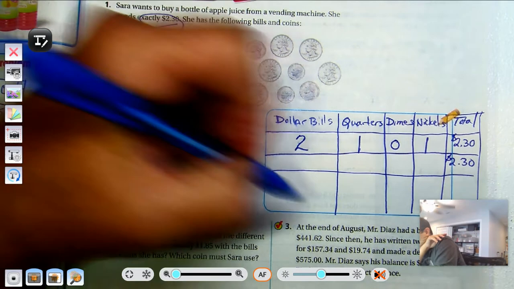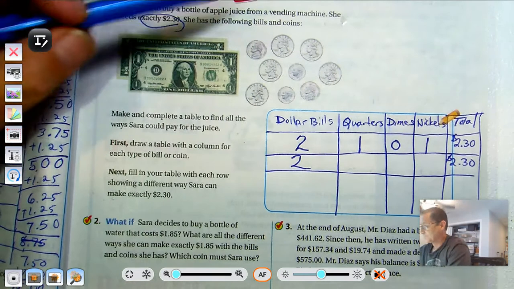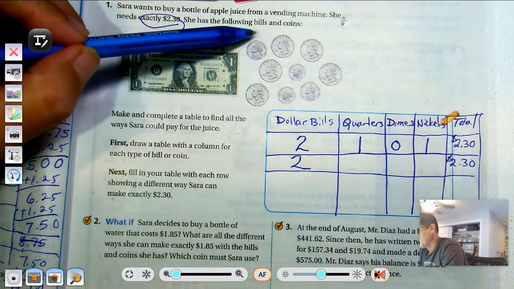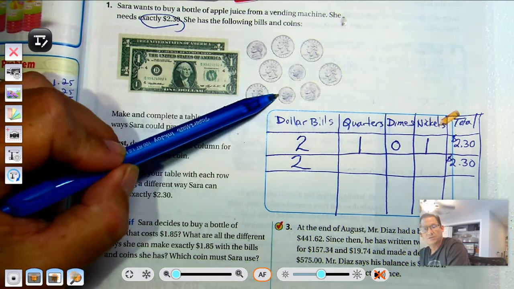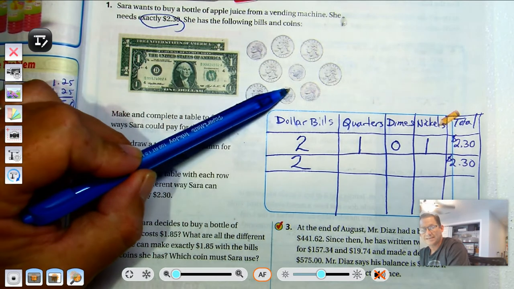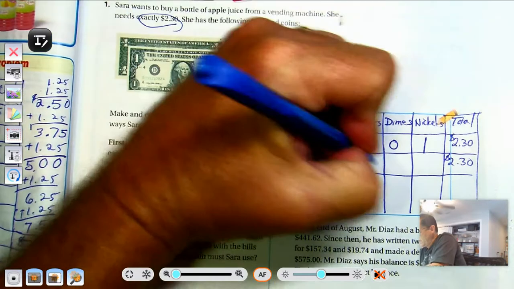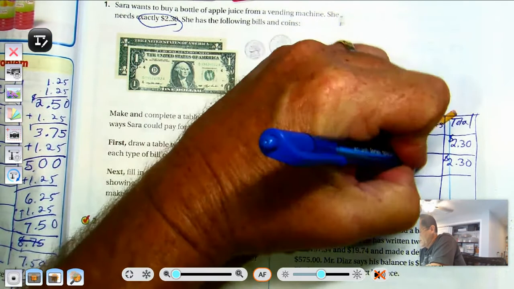So let's see. $2. And let's see. Well, I have 2 dimes here. That's 20 cents. And 2 nickels. That's 10 cents. And 20 and 10 is 30. So I could use 2 dimes and 2 nickels.